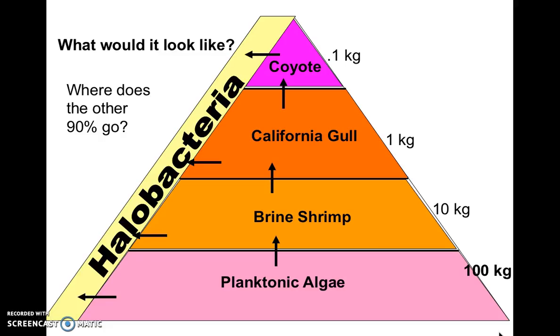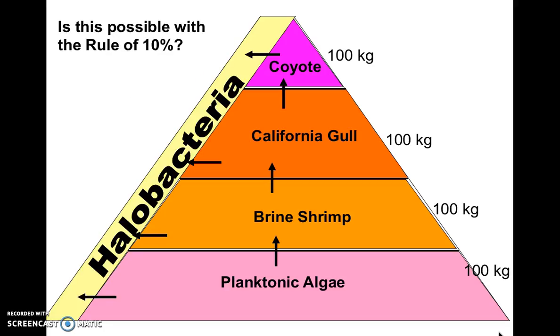The other 90% of the energy, because if you look at between the planktonic algae and the brine shrimp, there's 90 kilograms gone when that brine shrimp eats the algae. That is used for the algae. The algae uses that energy to survive. So for example, it's used in photosynthesis, it's used to respirate, it's used to do all the other things. So the moral of the story is the next level up when it eats something only gets 10% of the energy. Let me give you a different example.